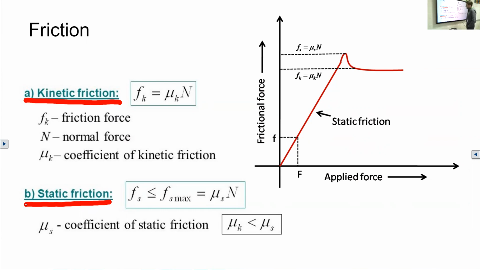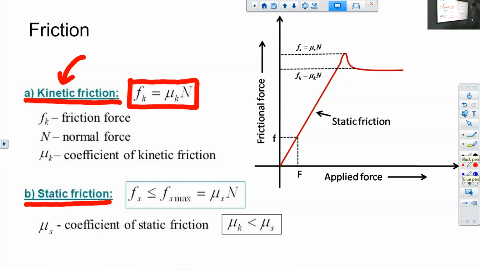And here's the discrepancy I showed you at the beginning. We normally just say force of friction is equal to mu times the normal force, which is totally true forever and always, but only for kinetic friction. This is not true for static friction. Static friction is a little bit more complicated.